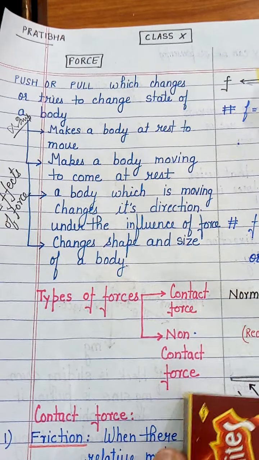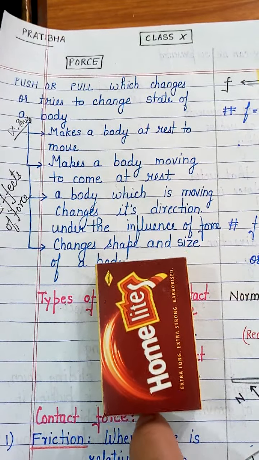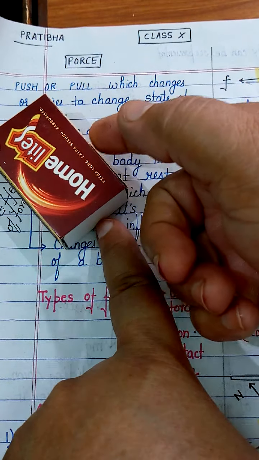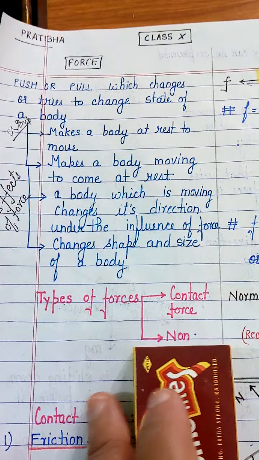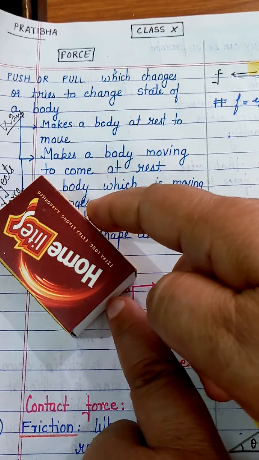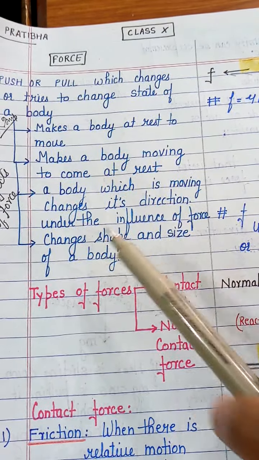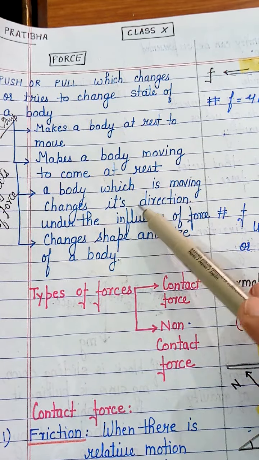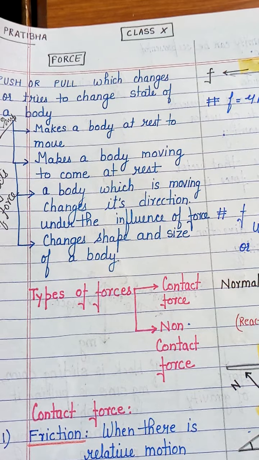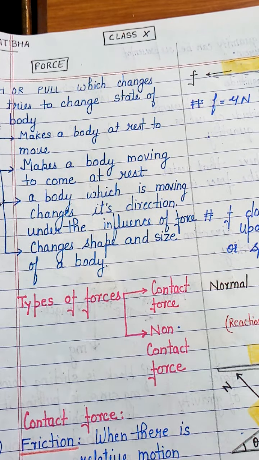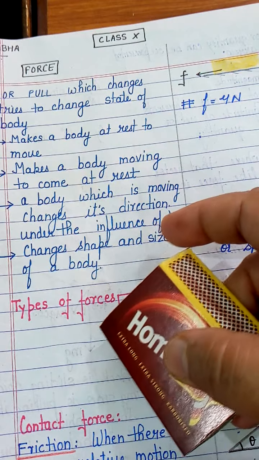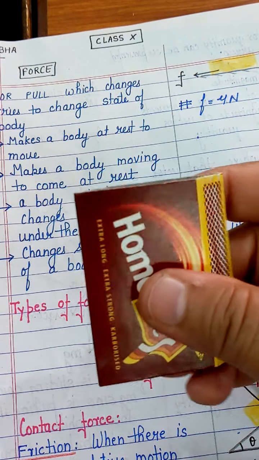Now take an example that this object is moving with help of a force. And then I apply another force, and what happened? The direction of the motion changes. See it again. The object is moving in a straight line. I apply the force and direction of motion changes. So the third effect of force is that a body which is moving changes its direction under the influence of the force. And fourth effect is that take the same object again, and apply the force. What happened? The shape and size of the object changes. Yes or no?